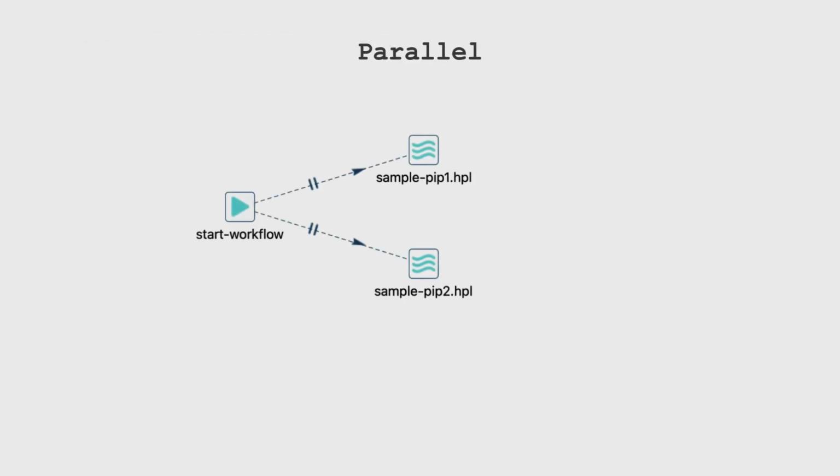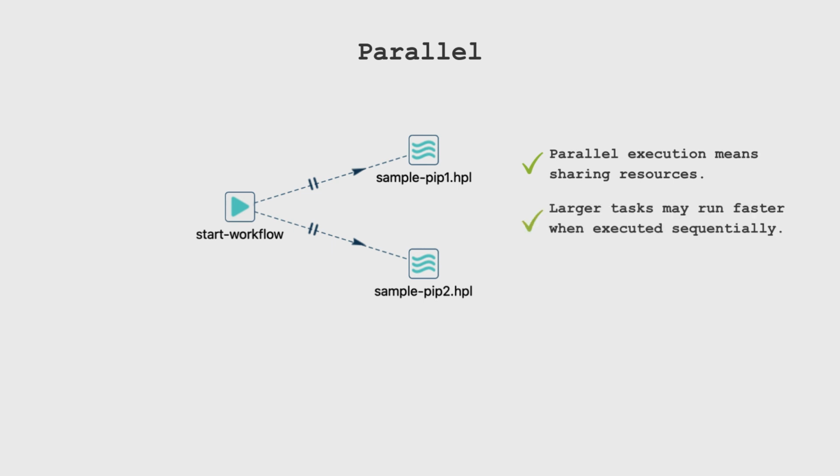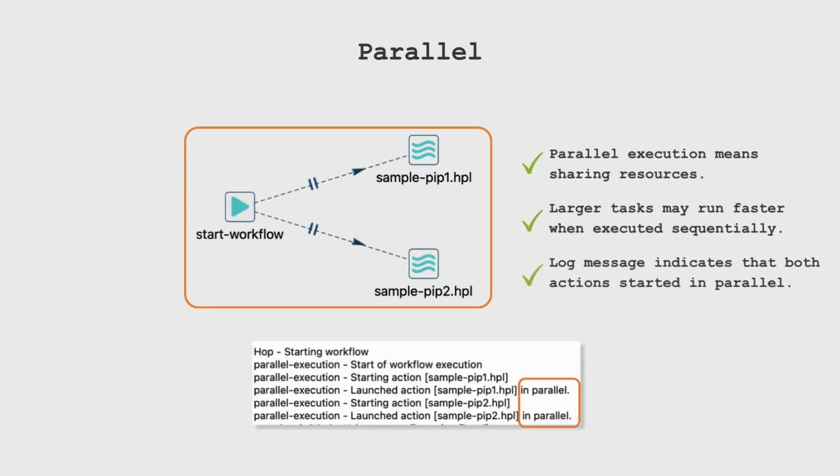However, it's important to note that parallel execution means sharing resources within the Java virtual machine. Small pipelines and workflow actions that run in parallel may be faster, but larger tasks that demand significant resources may actually run faster when executed sequentially. When running this workflow, the log message will indicate that both actions have commenced in parallel.